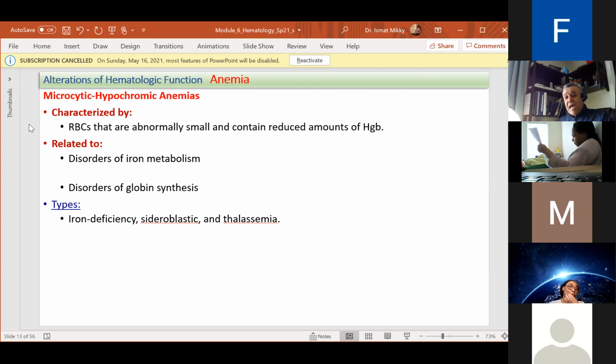Microcytic hypochromic. So it's microcytic hypochromic anemia: size decreased, hemoglobin content decreased, both. An example of these types of anemias would be iron deficiency anemia, sideroblastic anemia, and thalassemia. You will probably have experience with, or be able to see, iron deficiency, but I'm not sure if you're going to see any thalassemia cases.